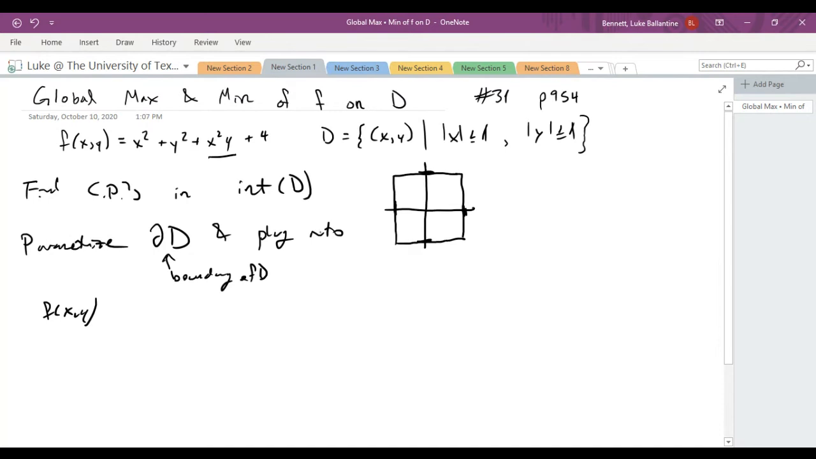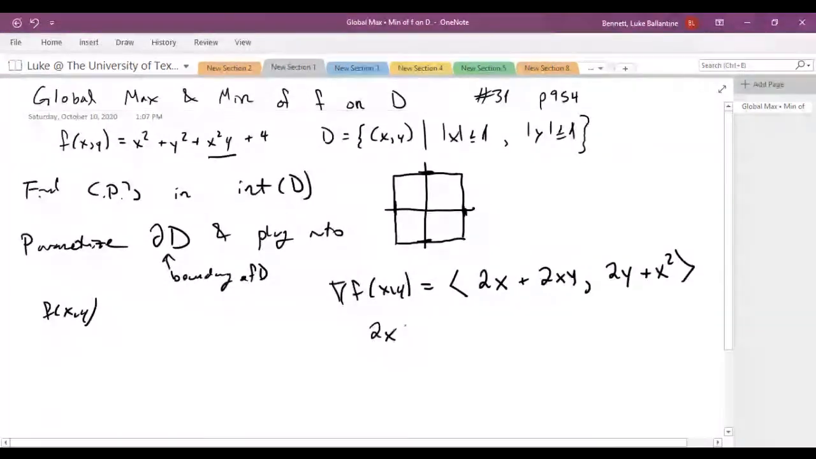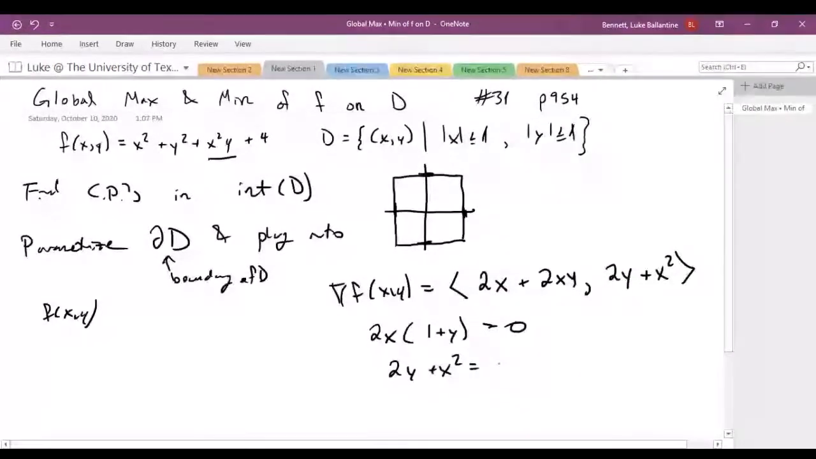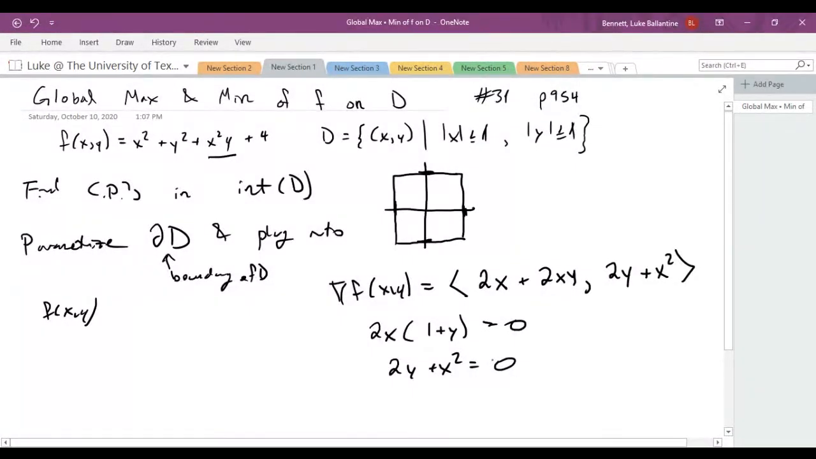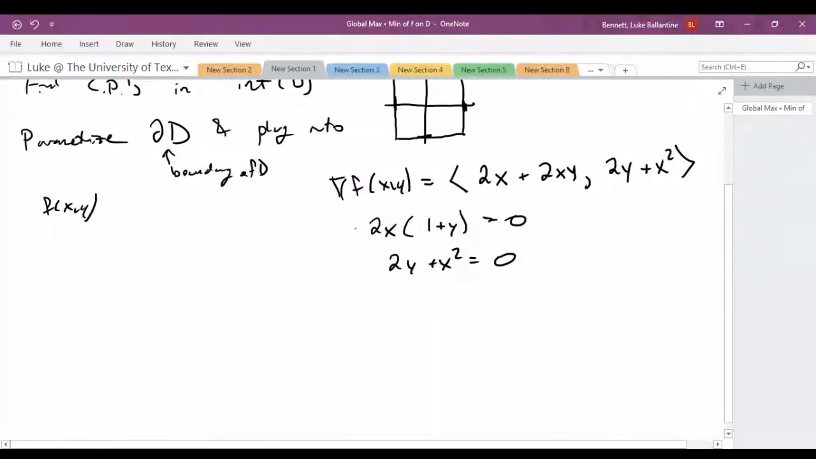Okay, so critical points in the interior of D, we have the gradient of f of x, y is equal to 2x plus 2xy, 2y plus x squared. Well, if we have 2x times 1 plus y equals 0, and then 2y plus x squared equals 0. What do we get? So this has 2 solutions.